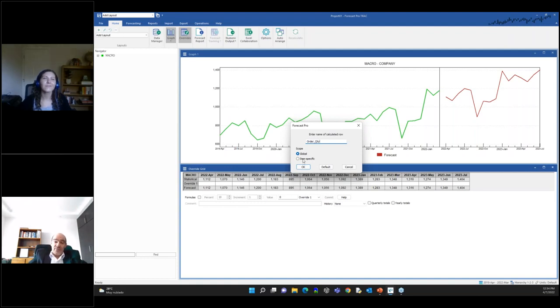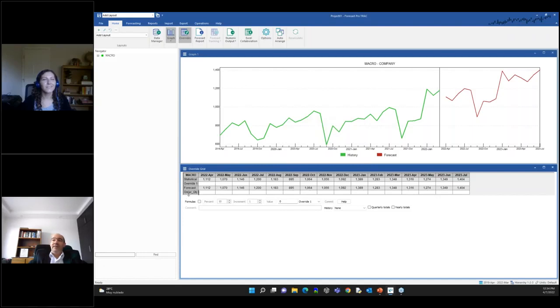As you can see, you have 2 options here: a global row or an item-specific row. An item-specific row is just like the one manual entry that I showed you before, and the global one is for all of the items in your portfolio here. As you can see, we now have the order quantity. If I want to create a formula, I can just type it down here.